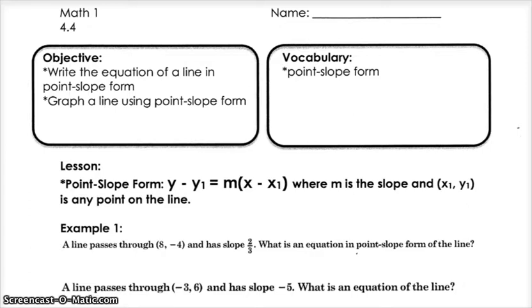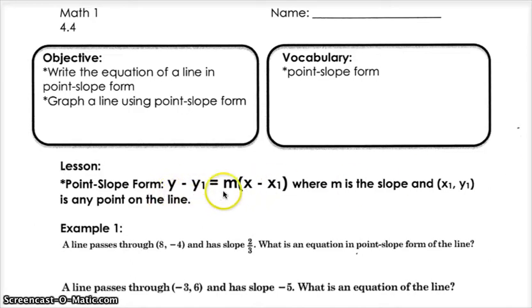Point-slope form is another way to write the equation of a line. And by the end of this lesson, you'll be able to both write equations in point-slope form and graph equations that are in point-slope form. So let's go ahead and get started.